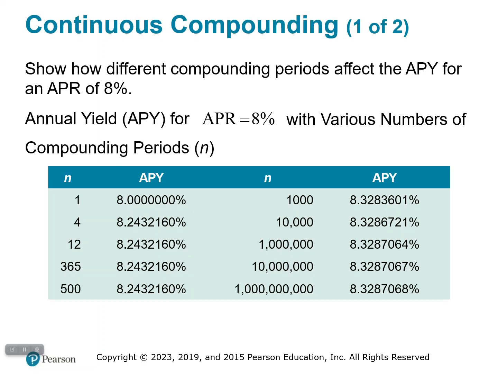All right, let's look at continuous compounding. Let's take a look at the end value for different compounding. It's 8%, right? An APR of 8%. Annual percentage rate, 8%. This is annually, right? It happens once a year. It's just going to be 8%.